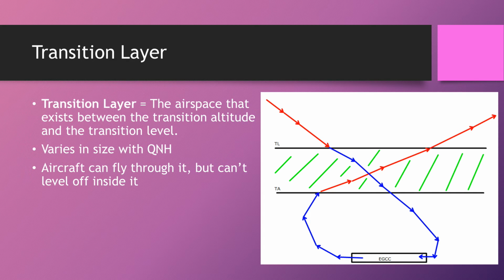is we have different coloured arrows in the transition layer. Now, if those two pilots are flying at the same time, we would have two pilots in the same bit of airspace on different pressure settings. It's almost impossible to ensure separation on different pressure settings inside the same bit of airspace without a lot of maths. So for that reason, that's why nobody can level off, they can only go through it.